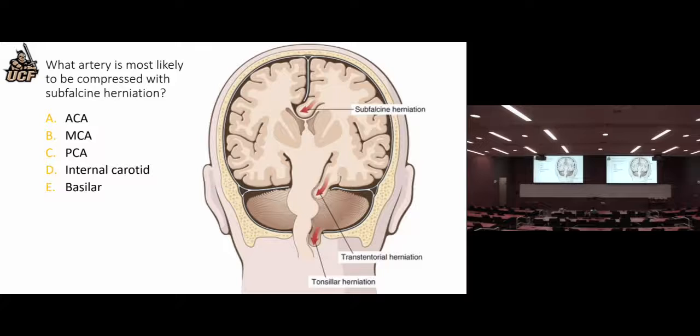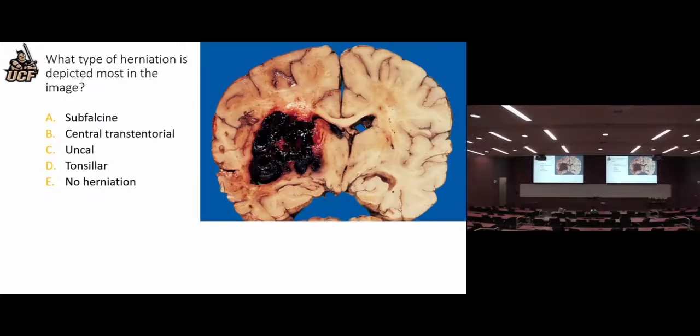Now, what artery is most likely to be compressed with the subfalcine herniation? Yeah, anterior cerebral is up in that area. With the uncal herniation, and by the uncal herniation we mean that one. Posterior, I guess we didn't produce a graph. So what type of herniation is the predominant one in this image?